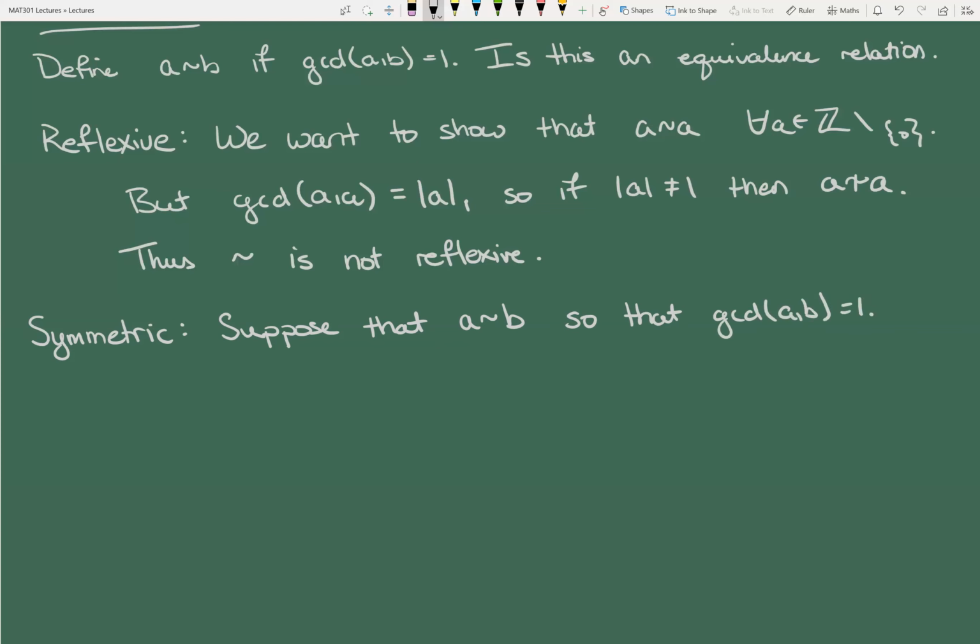Right? Then the GCD of BA is the GCD of AB, which is equal to 1. So B is similar to A. And again, in my opinion, if you don't want to write all that down, you don't have to. You could just say the GCD is symmetric, so therefore the relationship is too. Maybe that's the same number of words, but whatever.